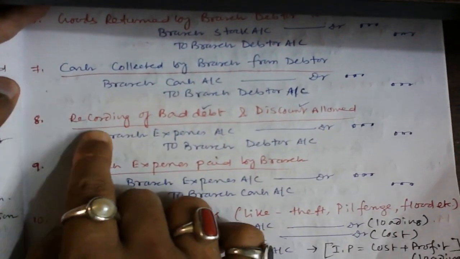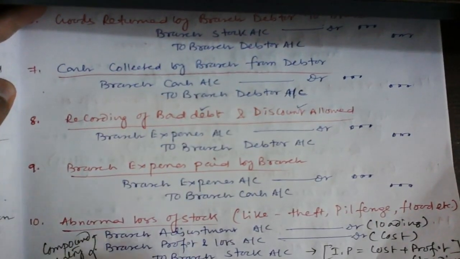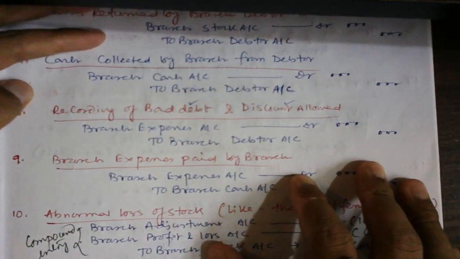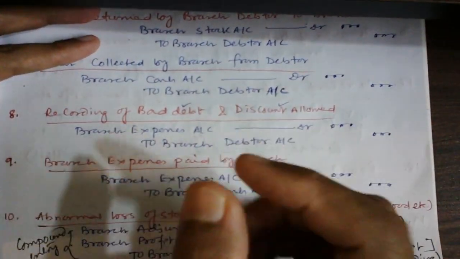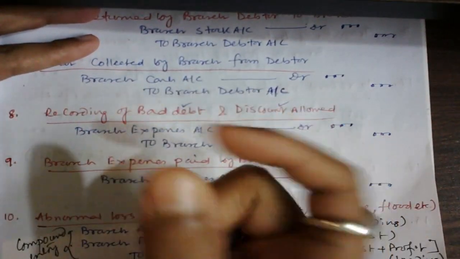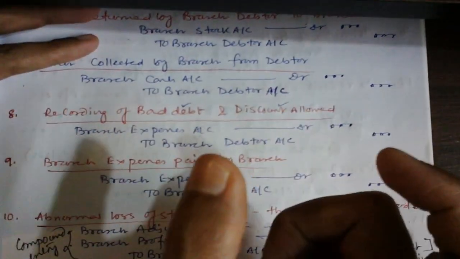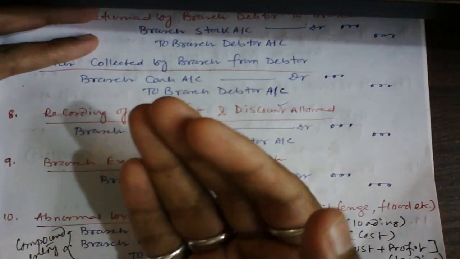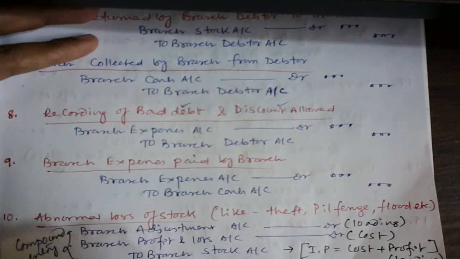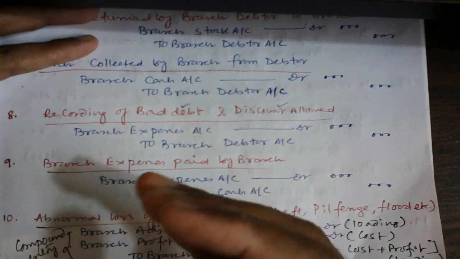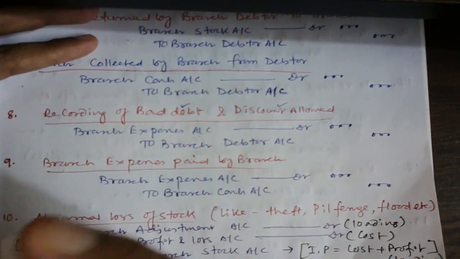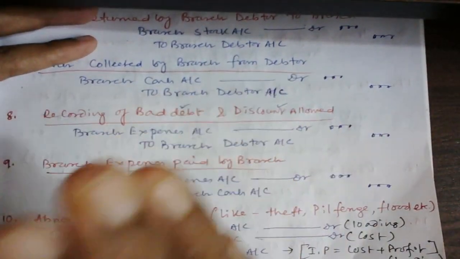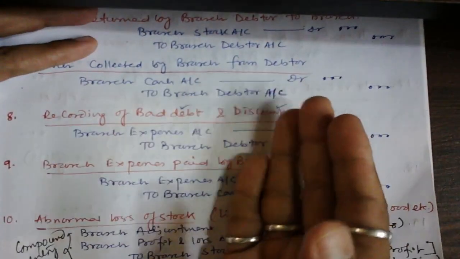Now next, recording of bad debt and discount allowed. What happens in case of bad debt and discount allowed? When bad debt is recorded, it is nothing but an expense for me, and discount allowed is also an expense to me. So both are expenses towards the branch. Bad debt is actually a loss, not an expense, but as we don't have any loss account, we are going to show it under the expense account. So bad debt and discount both come under branch expenses to branch debtor. Both are related to the debtor.